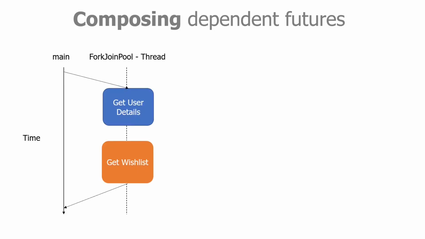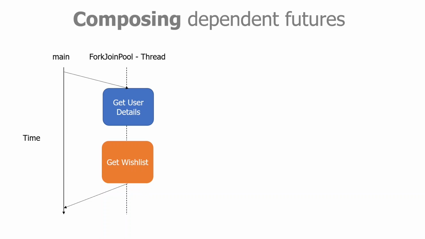To take a concrete example, say we need to get a wish list of a user. However, before we call the get wish list asynchronous function, we need to first get the user details. So the get wish list basically depends upon the call to get user details.